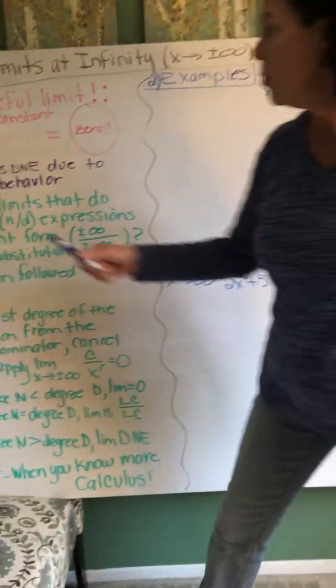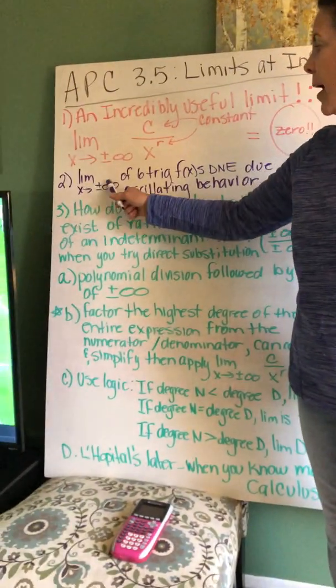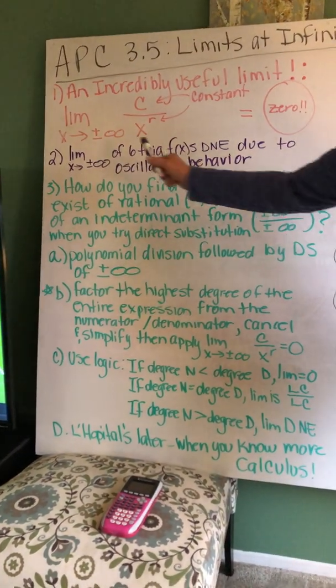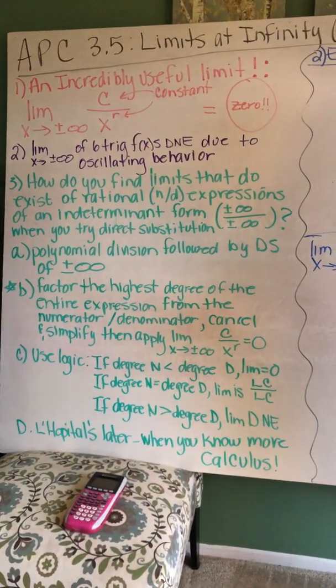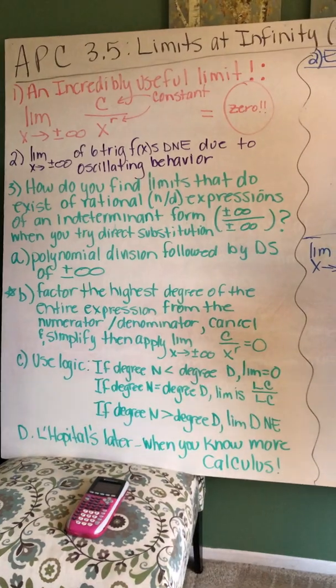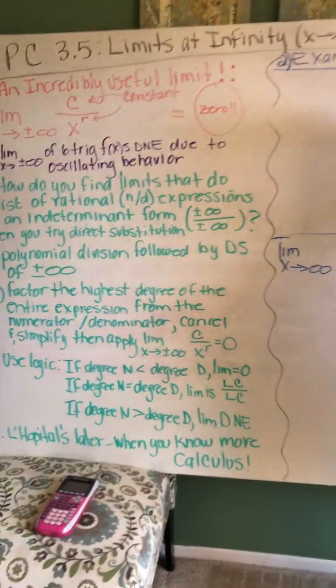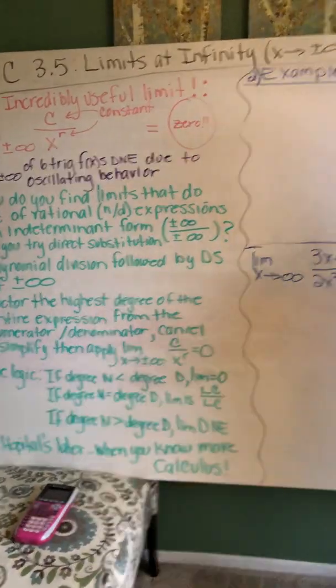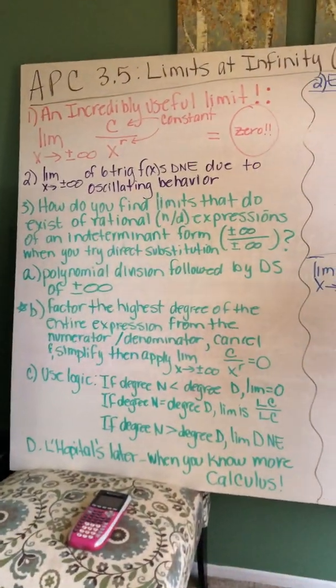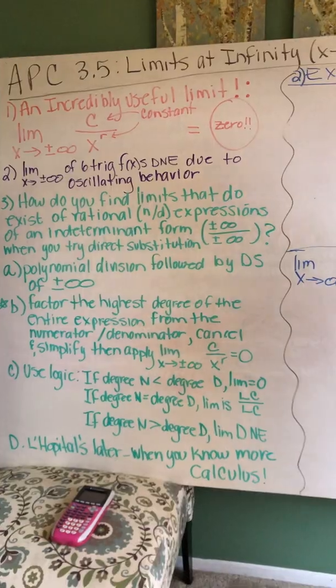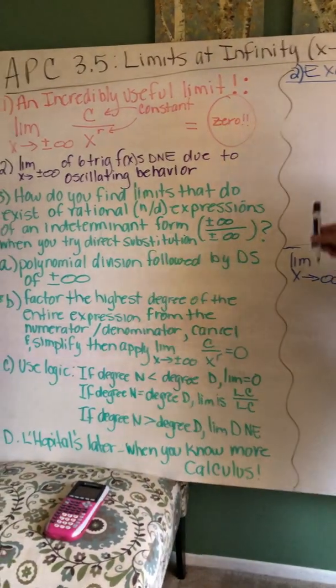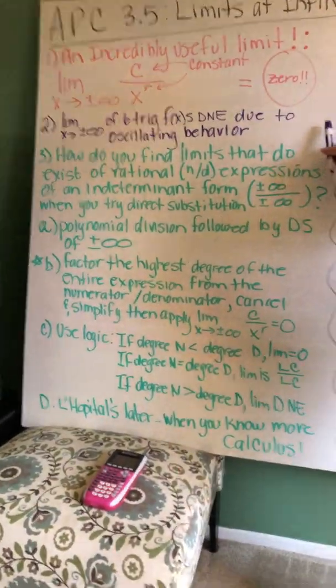Now, just so you know, the limit as x approaches positive or negative infinity of any of the 6 trig functions does not exist due to oscillating behavior, right? Sine just keeps going up and down between 1 and -1, so does cosine. Tangent goes from infinity to negative infinity, right? So none of these limits exist.